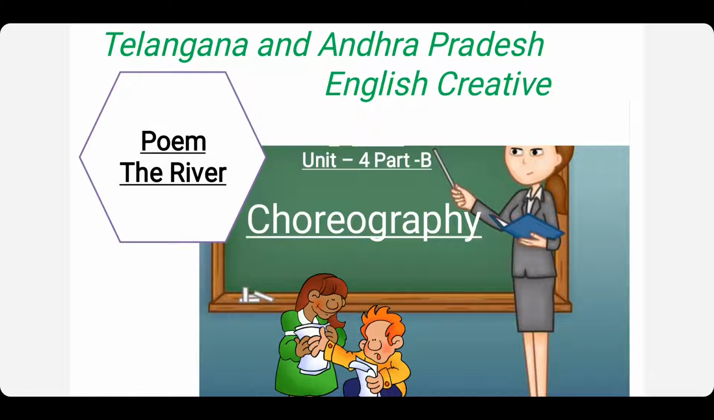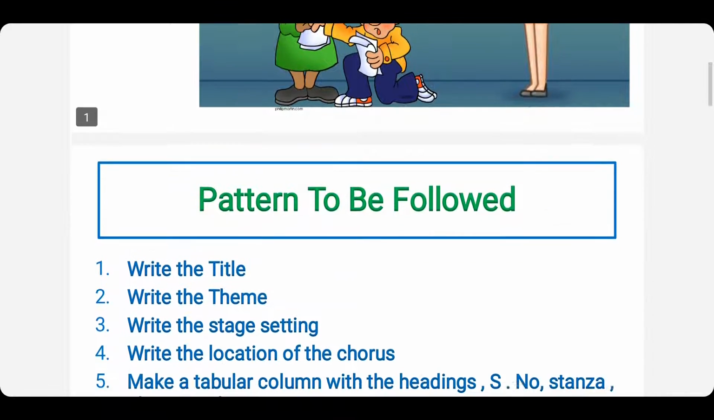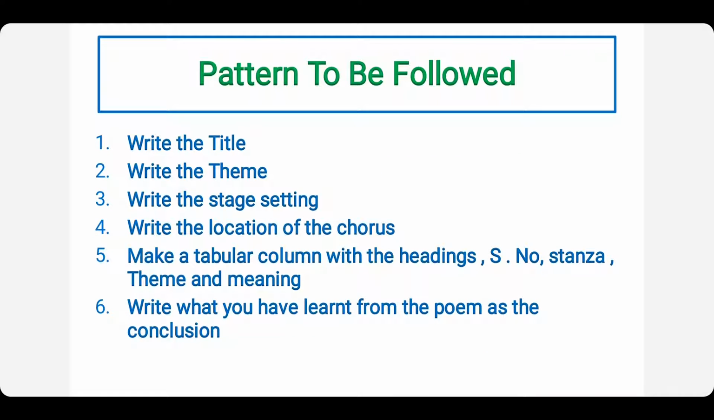On to the pattern to follow. The pattern to be followed: write the title, then write the theme. Theme means the main idea or the intention why the poem is given to us. Then write the stage setting. Stage setting means what are all the things that you are going to use in order to bring that particular atmosphere for the poem, in whichever location we want the poem to be organized. For that, what are all the stage settings, the backdrop may be, the things that we are going to use on the stage, all these come under stage setting.